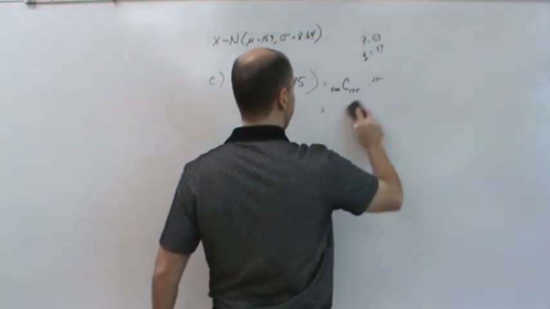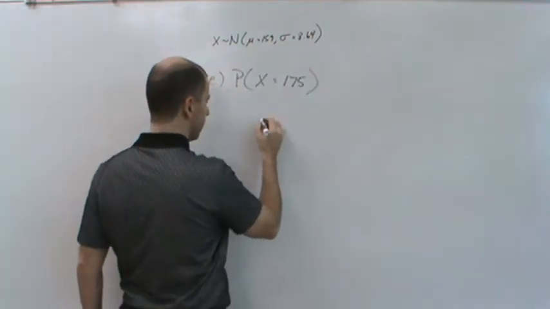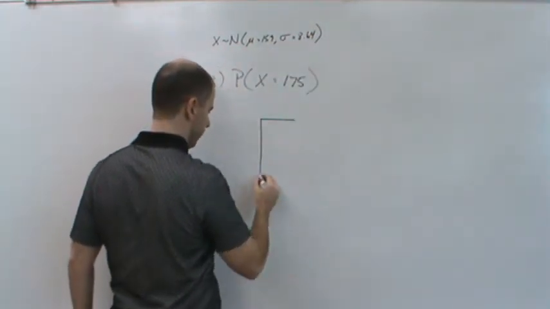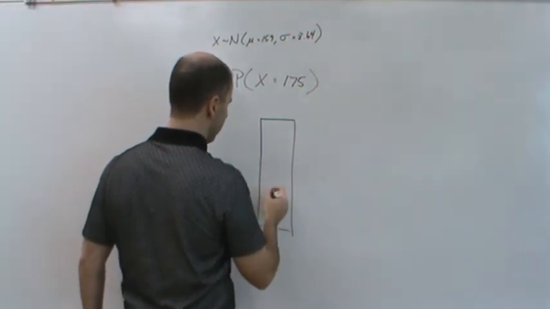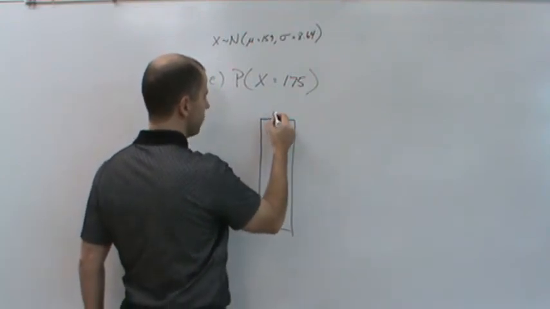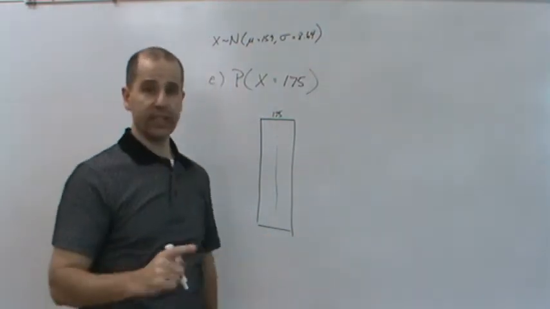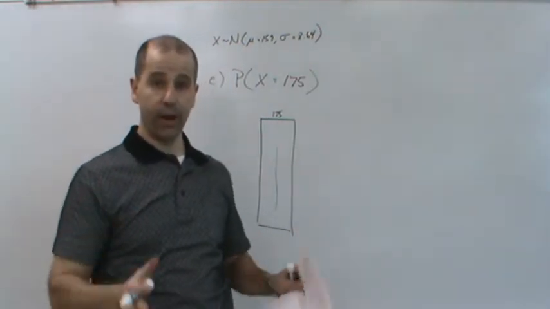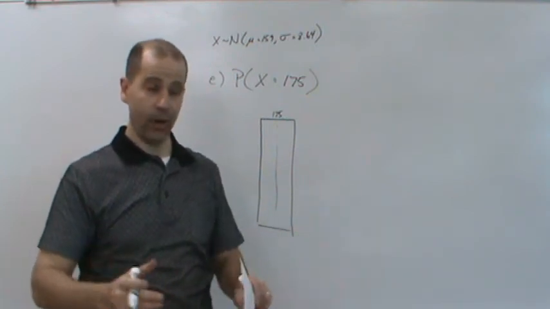Instead of doing it that way, if we wanted to use the normal approximation, think about the bar again. Okay? So here's the bar. It's centered at 175, right? Well, what's the width of the bar? Remember, the width of a bar for a binomial random variable is always 1, right?